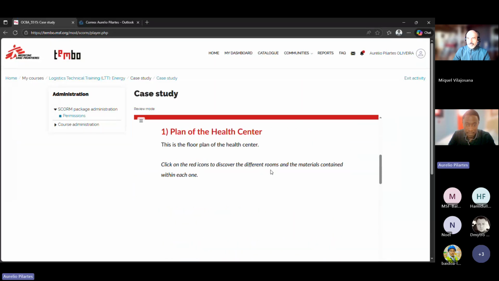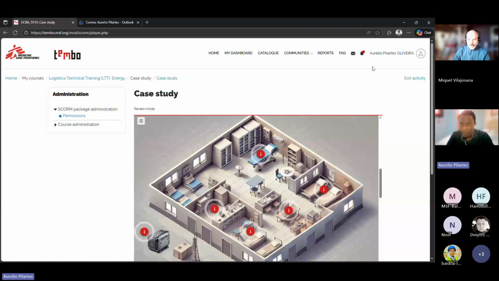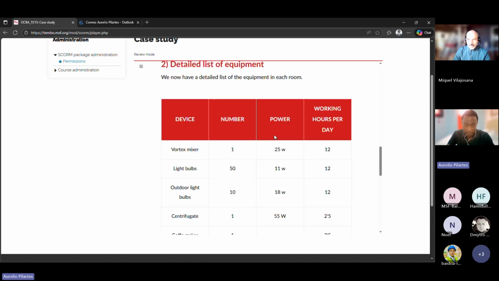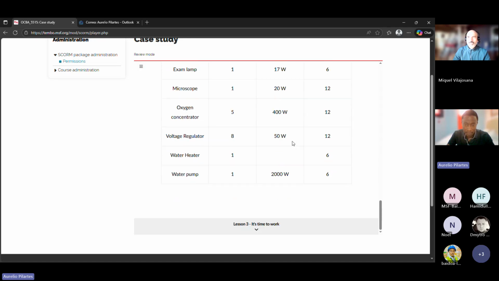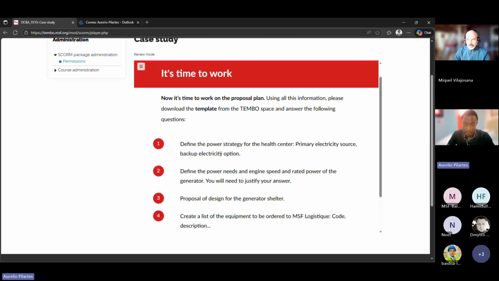So in the case study, this is our hospital that we need to electrify, seeing the needs and everything. Here's the list of equipment, and then here's what we are expected to do. Define the power strategy for the health center. Primary electricity source, backup electricity option.